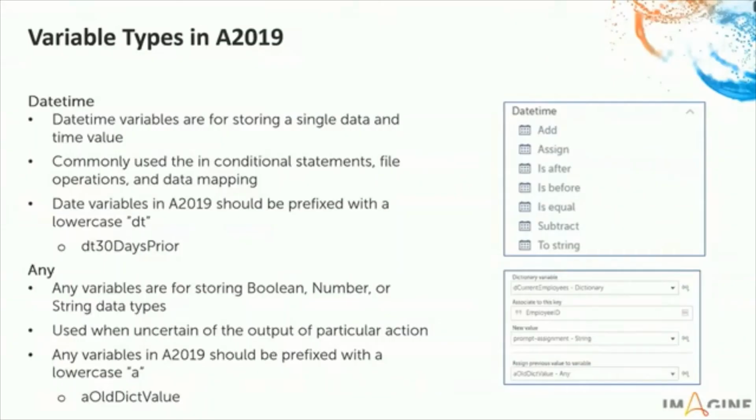The final type of variable is the any type of variable, and it can store a Boolean, number, or string data type, and then we can use that any variable and convert it and store it in a normal type of typed data structure. It's helpful when we're uncertain of the output of a particular action. And often, as we're getting information from subtasks through a dictionary variable, we might want to include any as a dictionary variable because that subtask could be including different variables of different types, and we want to be able to capture all those different variables into one dictionary. So the any type is very helpful in that use case. For any variables that you do use, preface that variable with a lowercase a.